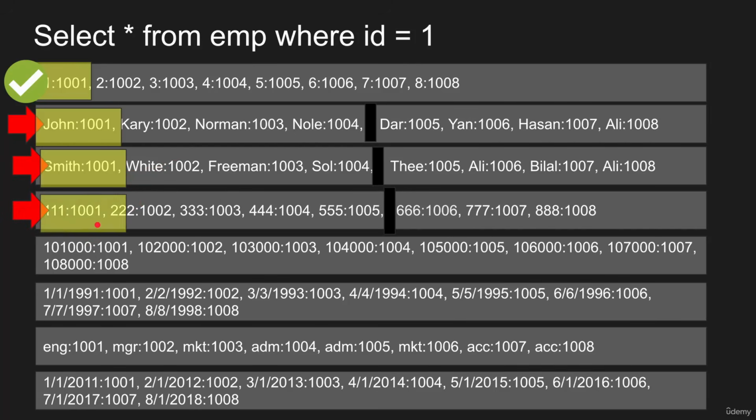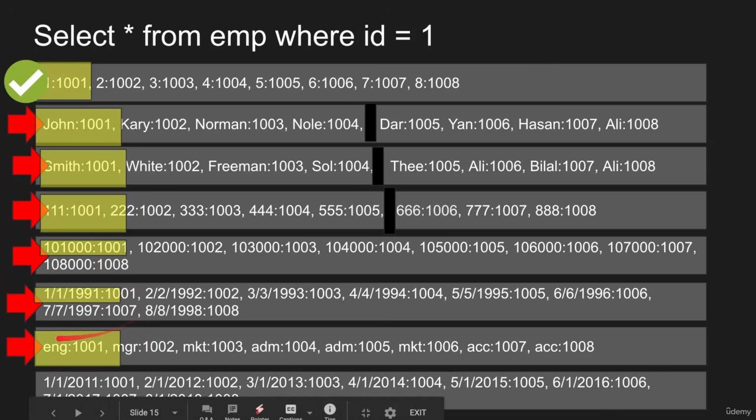SSN. Find. Read. Salary. Read. Birthday. Read. Engineer. Oh, I have a bug here. I didn't stretch it enough. Engineer, read. And join date, read.